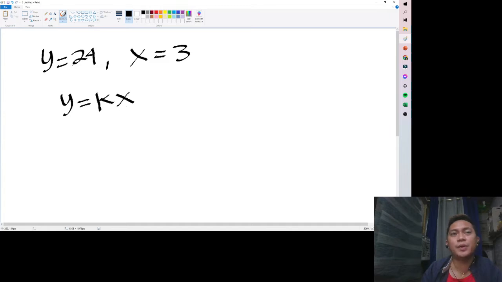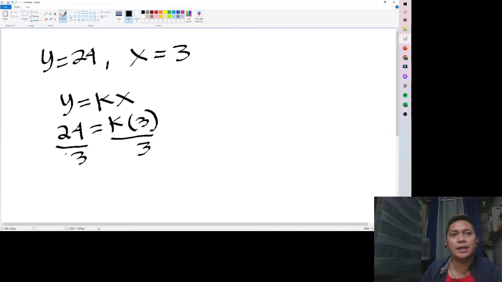Substitute to the equation of Y varies directly as X. Okay, so simplify or substitute rather, yung value na ng Y is equal to 24 equals, bring down K, then substitute the value of your X, that is 3. Okay, to get the value of K or the constant of the variation, then divide both sides by 3.